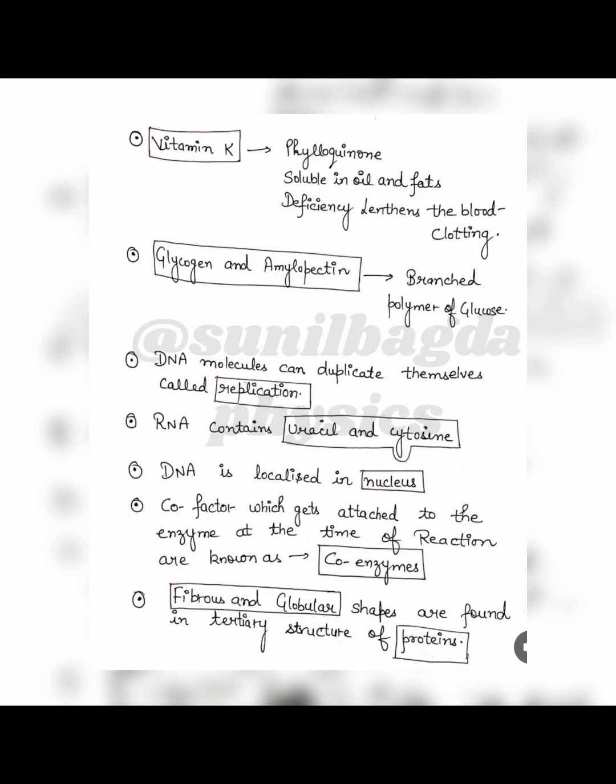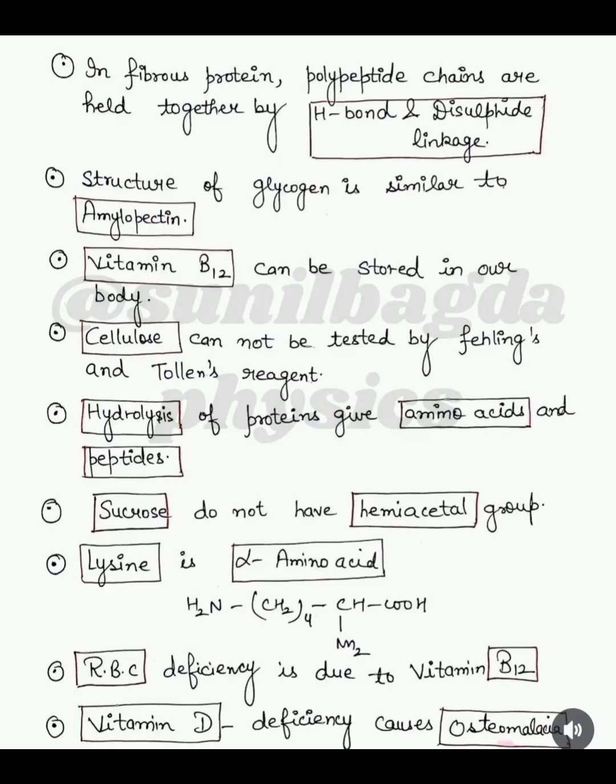The cofactor which gets attached to the enzyme at the time of reaction is called a coenzyme, and the fibrous as well as globular shapes of protein are found in the tertiary structure of protein, rather than in the primary as well as secondary structure. In fibrous protein, polypeptide chains are held together by hydrogen bonds as well as disulfide linkages, and the structure of glycogen is similar to that of amylopectin.